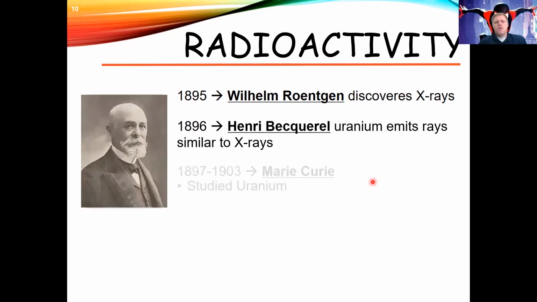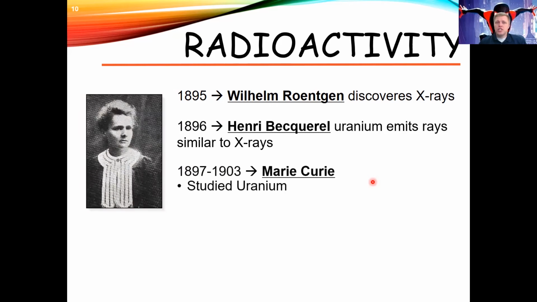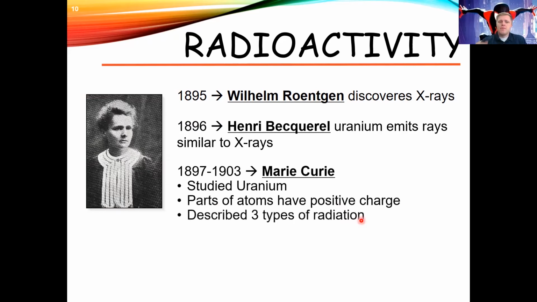So then Marie Curie comes along and she studies uranium salts really extensively. And she found that parts of atoms had positive charge. She was the first to discover this, and she described in detail 3 types of radiation that was being given off by this uranium as it decayed, as we now know it.